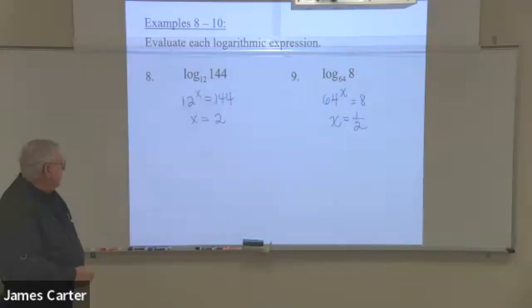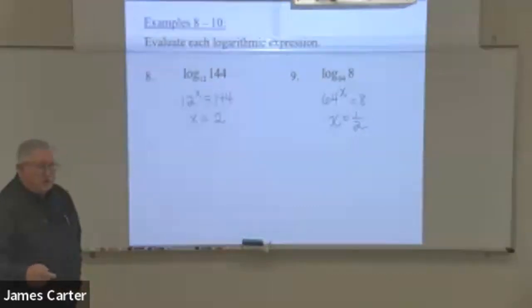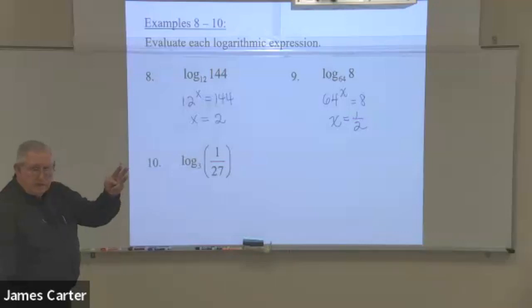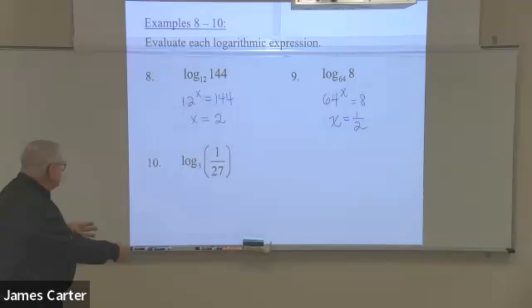64 to the 1/2 power. 64 to the 1/2 power is the same thing as the square root of 64. Okay, 1/2 is also equal to 2 to the -1 power. Okay, what about this one? 3, 9, 27. But this is flipped, so it's going to be a -3.